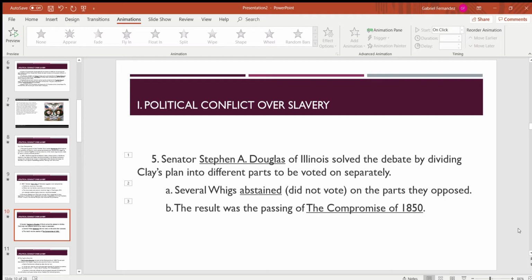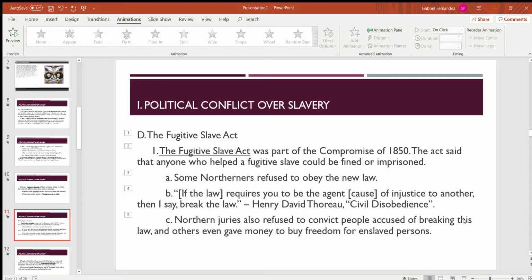Several Whigs abstained, meaning they did not vote on the parts that they opposed. So, as a result, the Compromise of 1850 was passed. This compromise was broken up into several parts, possibly the most infamous one being the Fugitive Slave Act. The Fugitive Slave Act of 1850 was part of that compromise, and this act said infamously that anyone who held a fugitive slave, a runaway slave, could be fined or imprisoned.